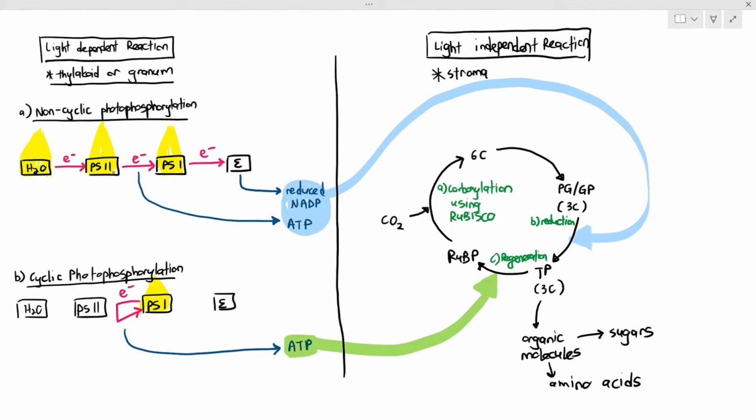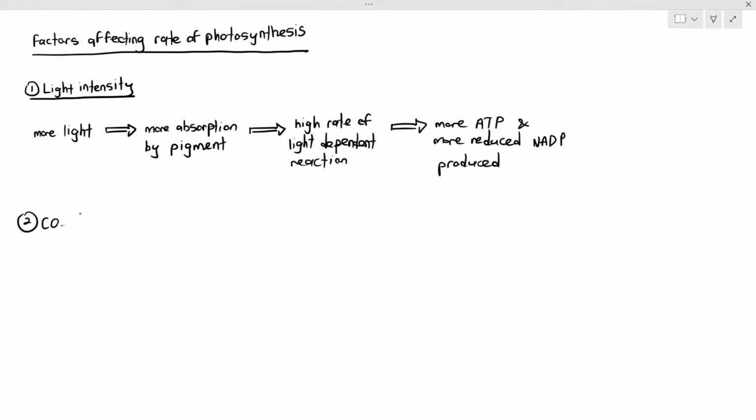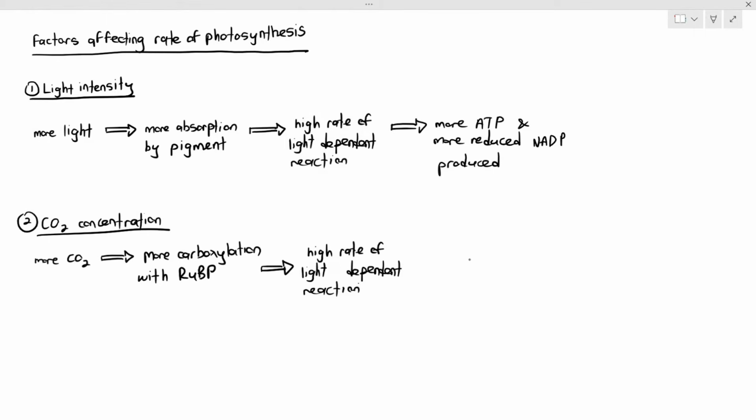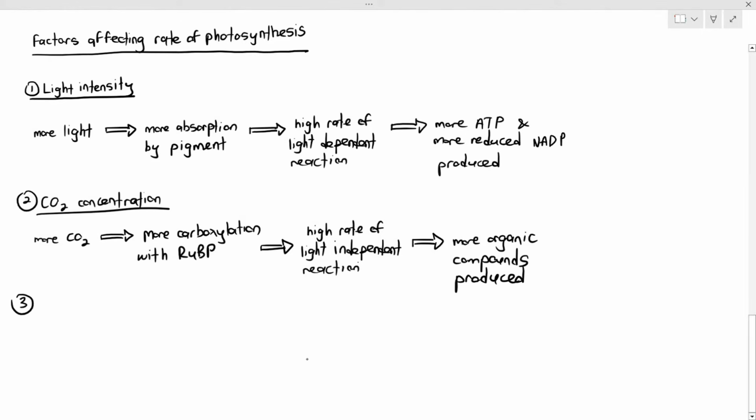Fine. But here's the thing. When you have more CO2, what happens? More carboxylation will happen. So, the so-called wheel or the Calvin cycle happens much faster. Simple as that. So if a question asks you, how does carbon dioxide concentration affect the rate of photosynthesis? More CO2 equals more carboxylation with RuBP, therefore a higher rate of light-independent reaction, so more organic compounds are produced as well. Last but not least is temperature.